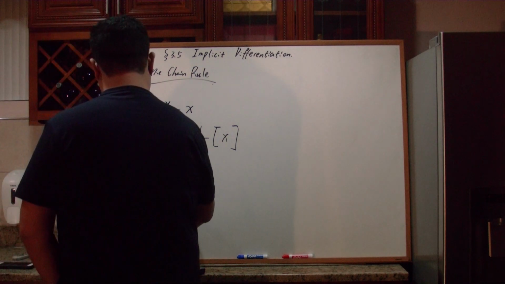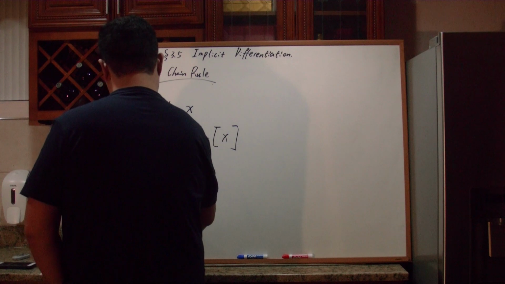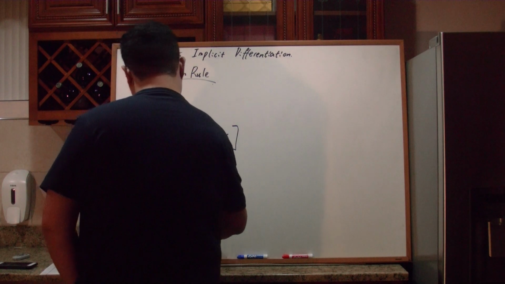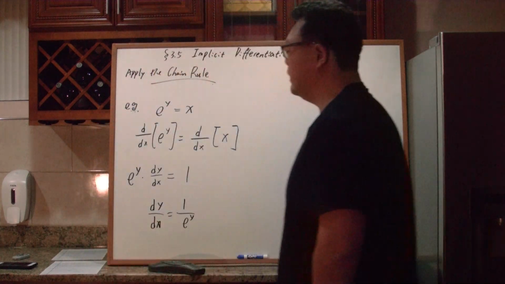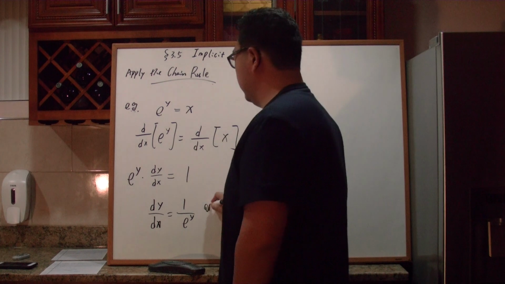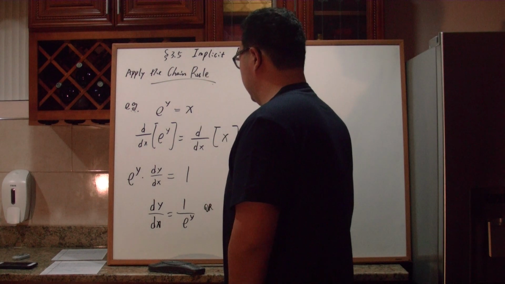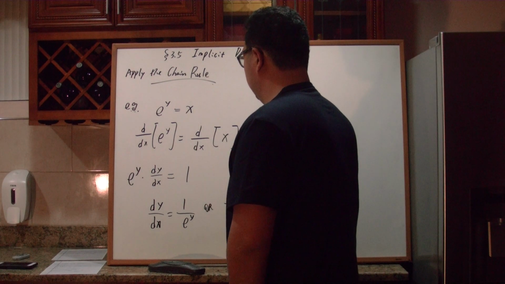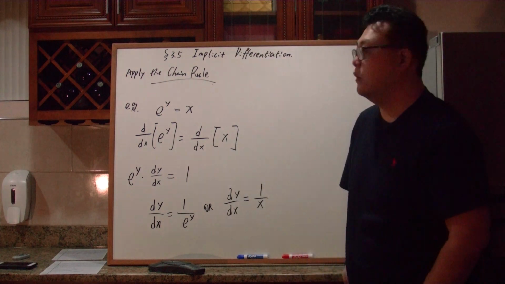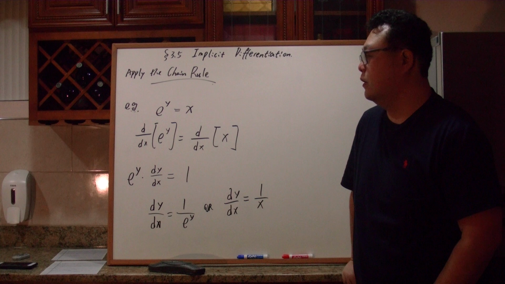Therefore, dy over dx equals 1 over e to the y, or, given that e to the y is x, dy over dx is 1 over x, which is also appropriate.